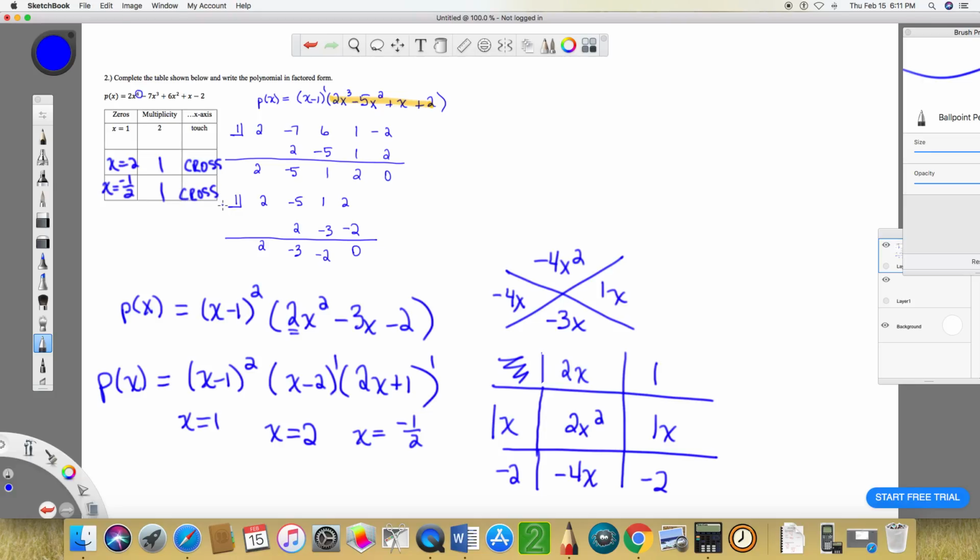All right, so there's our answer for number 2. No, wait, let's box in our factored form. They wanted us to factor this polynomial, but also indicate the zeros, the multiplicity of the zeros, and how it intersects the x-axis.